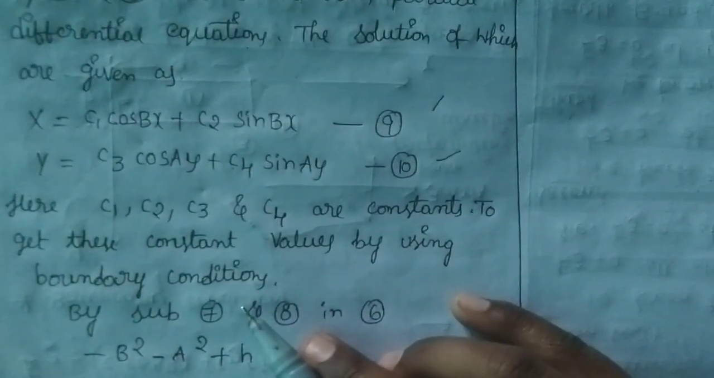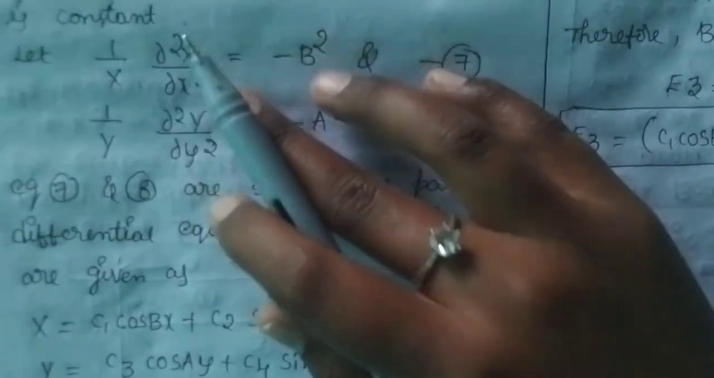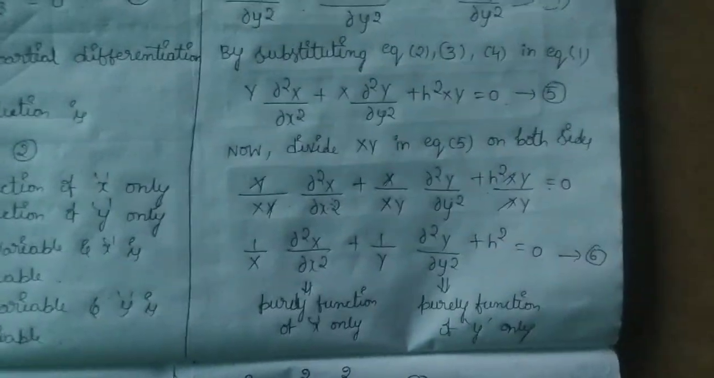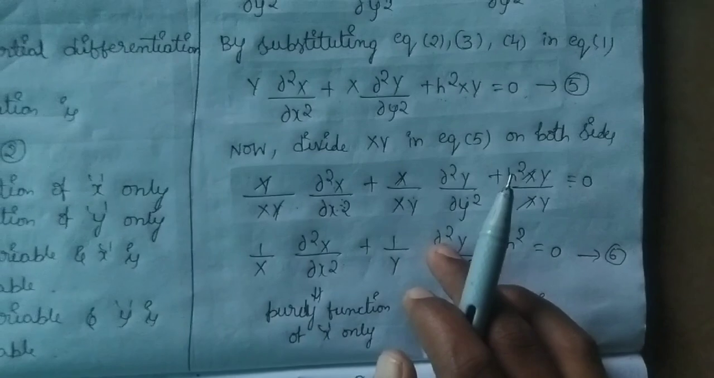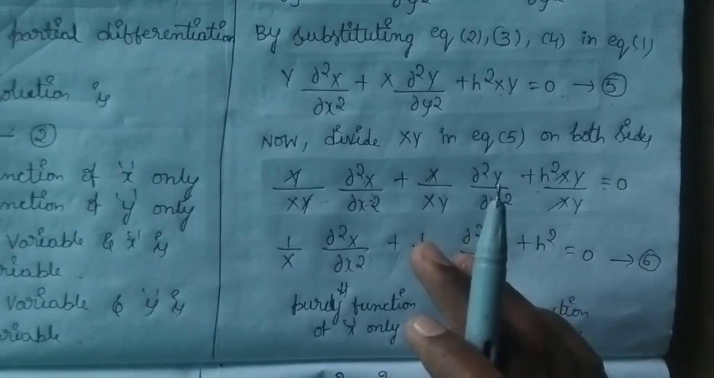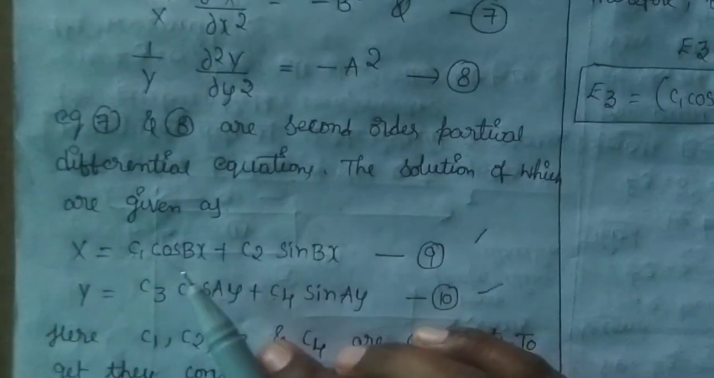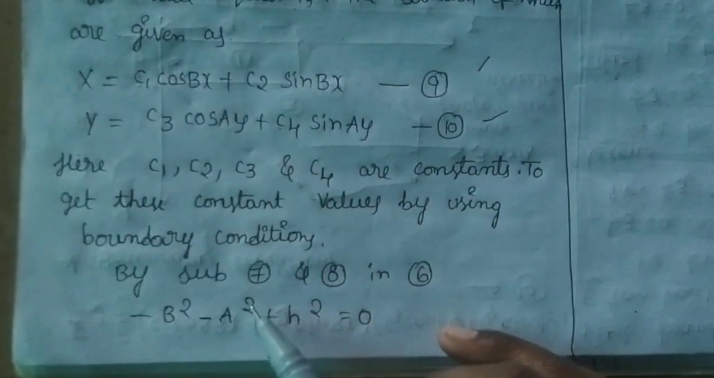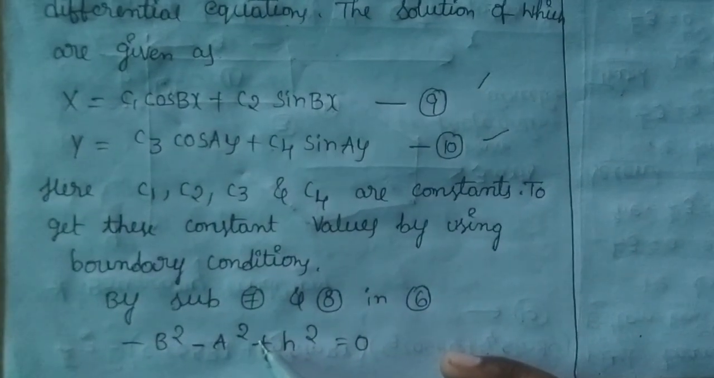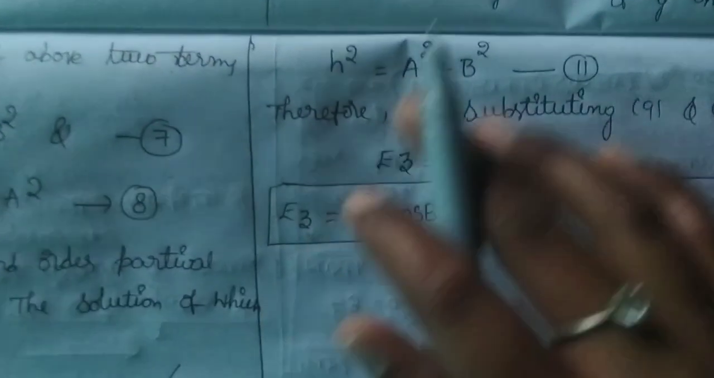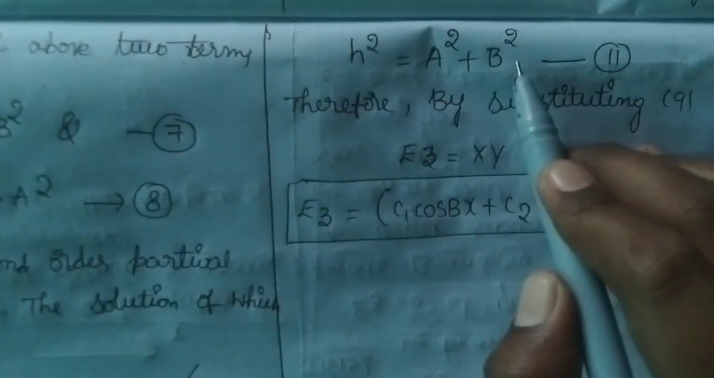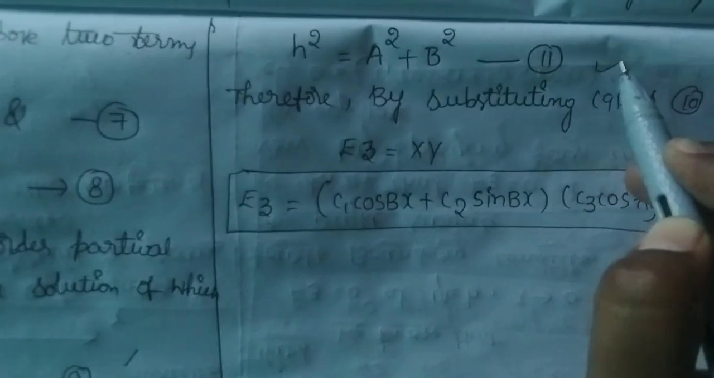Now by substituting equations 7 and 8 in the sixth equation, we get minus b square minus a square plus h square is equal to 0. And now h square is equal to a square plus b square. Consider this one as eleventh equation.